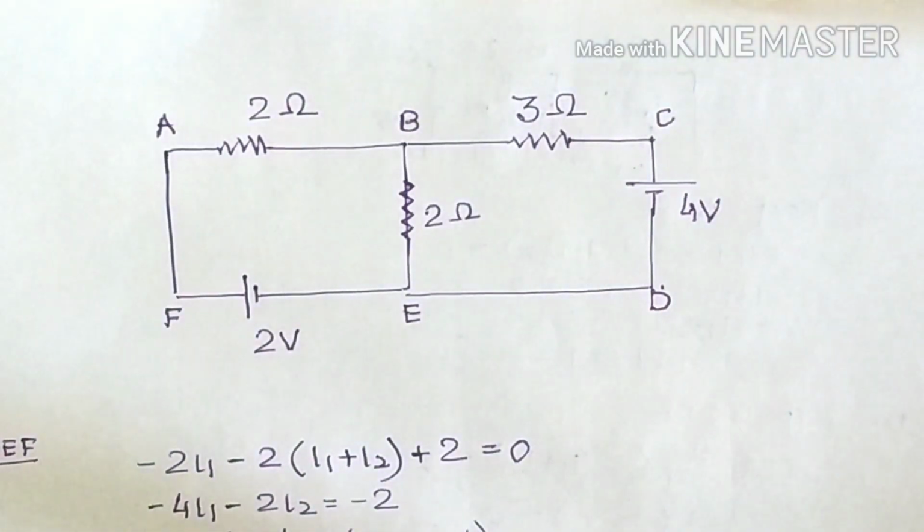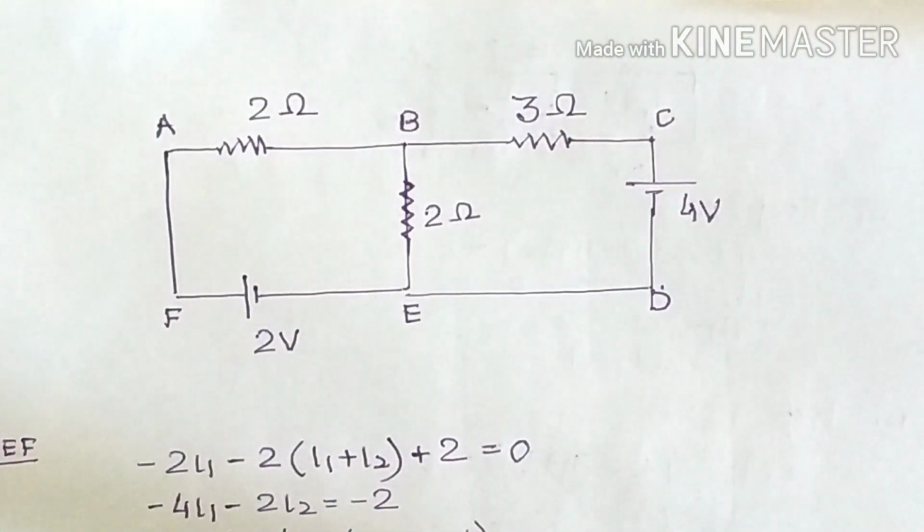So what will you do? Apply Kirchhoff's rule. In the previous question I discussed that if the current direction is given, then you cannot change the direction of the current. If the current direction is not given, you can draw it.